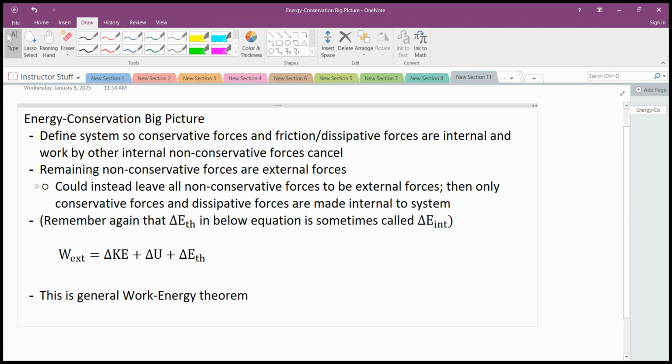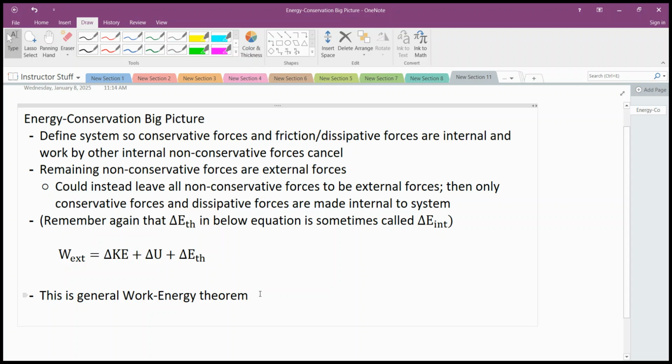If we do that, then we can immediately write the work kinetic energy theorem for this situation. We have the work done by our external forces, which are now all non-conservative forces, is equal to the change in kinetic energy of all the particles in our system, plus the change in potential energy of all the particles in our system, plus the change in thermal energy or internal energy of the particles of our system. This here then is the generalized work energy theorem.